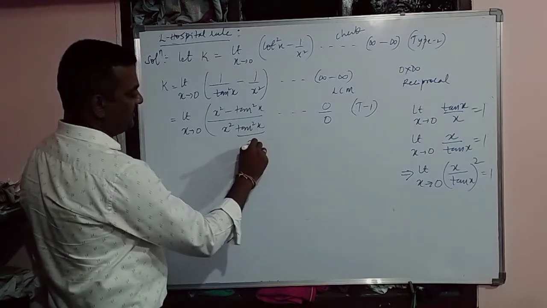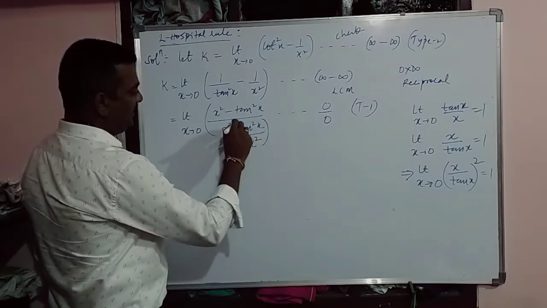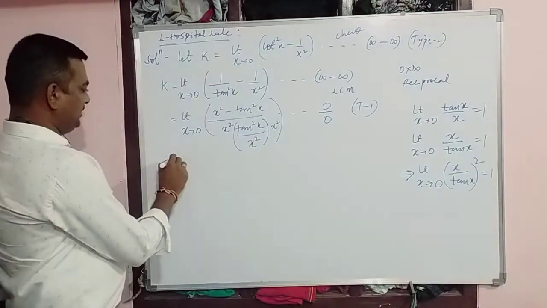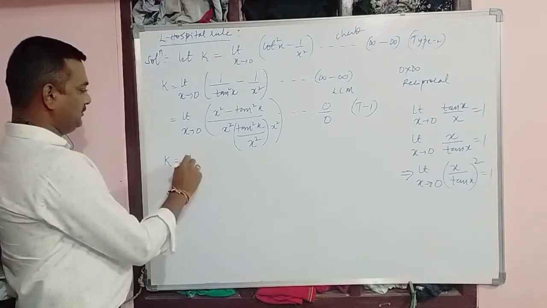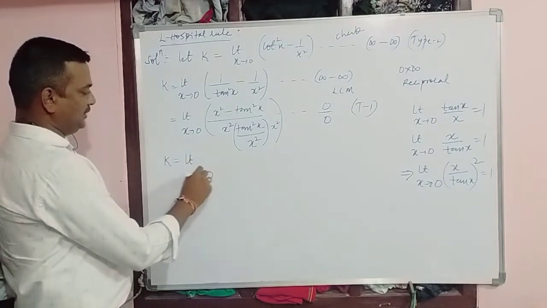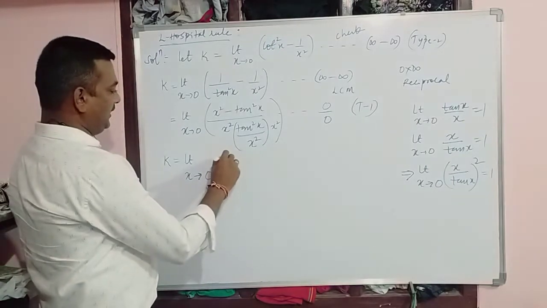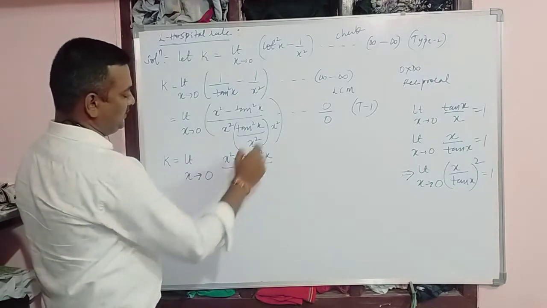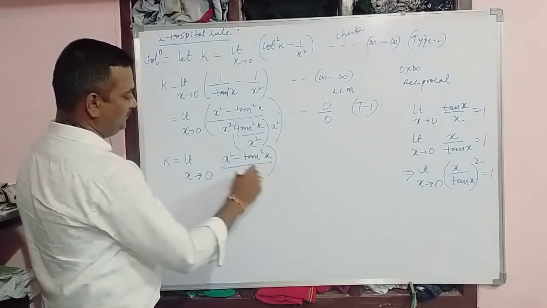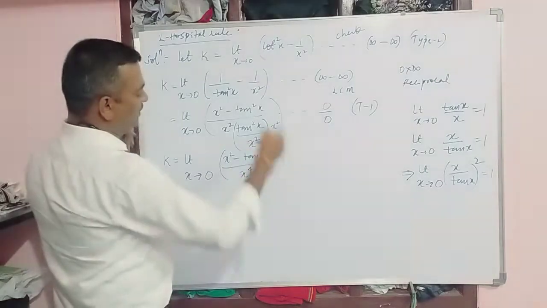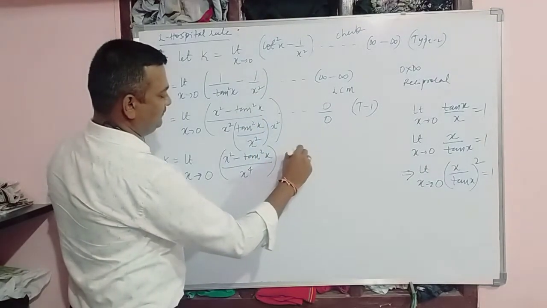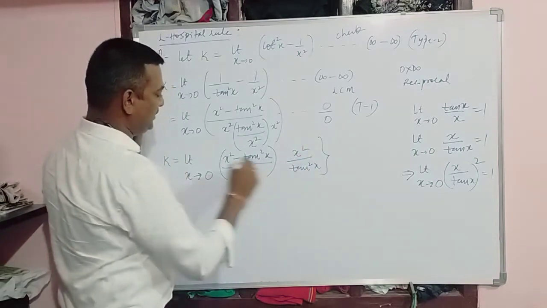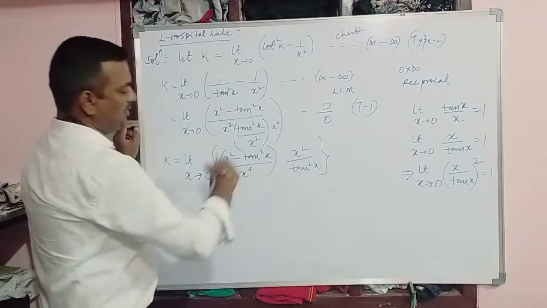So I am going to divide here by x square and multiply by x square here. Further, this can also be written as k is equal to limit as x tends to 0, x square minus tan square x divided by x square into x square, which is x raised to 4. I am going to write in the reverse order, that is x square by tan square x. This is total one term.